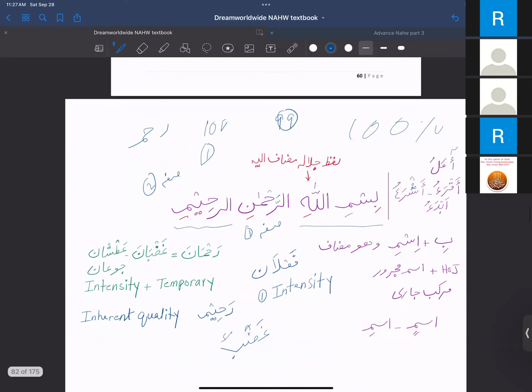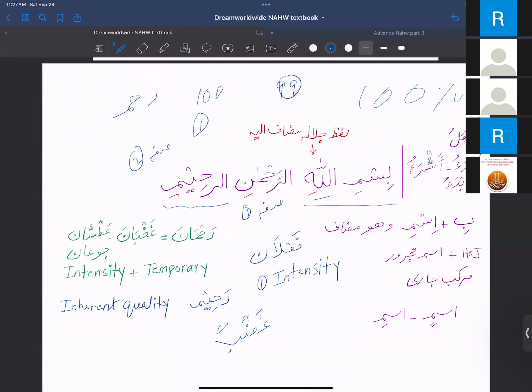No, we said that there could be Sifa for the word Allah, because this is the name of Allah subhanahu wa ta'ala. So the word Allah over here is Masuf, Ar-Rahman is the Sifa number one for the word Allah, and Ar-Rahim is the Sifa number two for the word Allah. This is not an attribute, this is the name of Allah subhanahu wa ta'ala. So the name of Allah can have its Sifa. We say this in the Quran a lot.